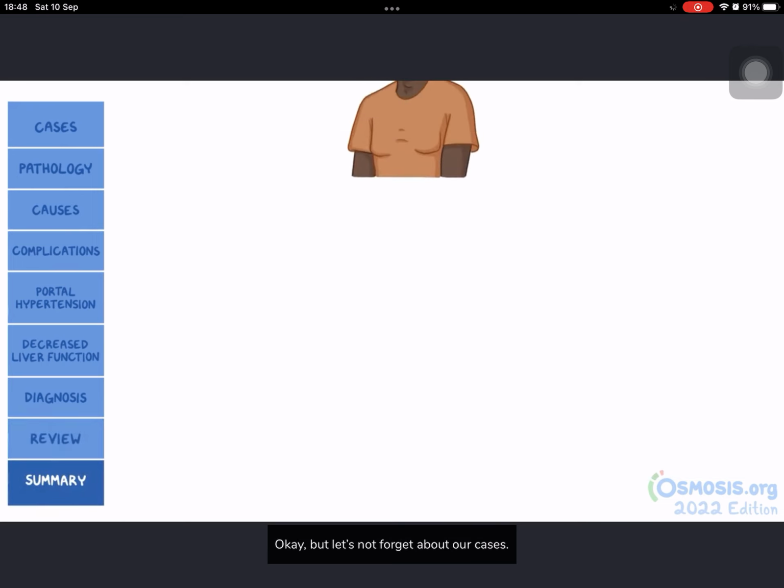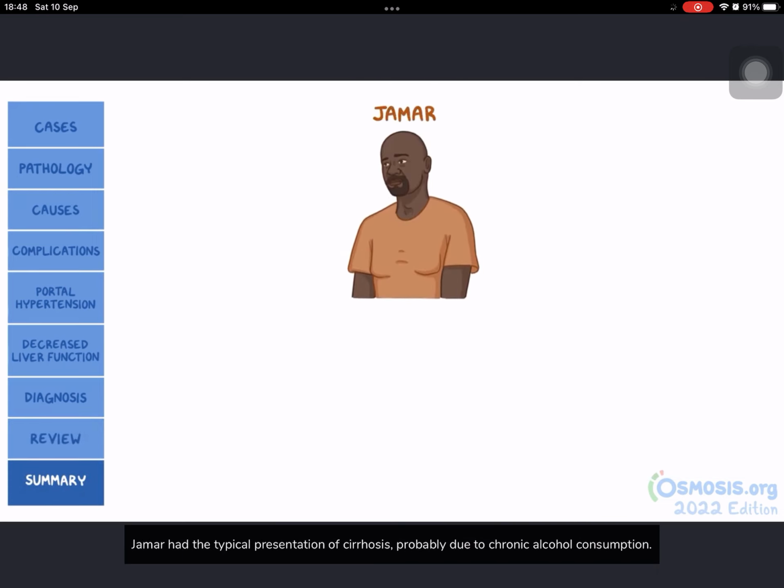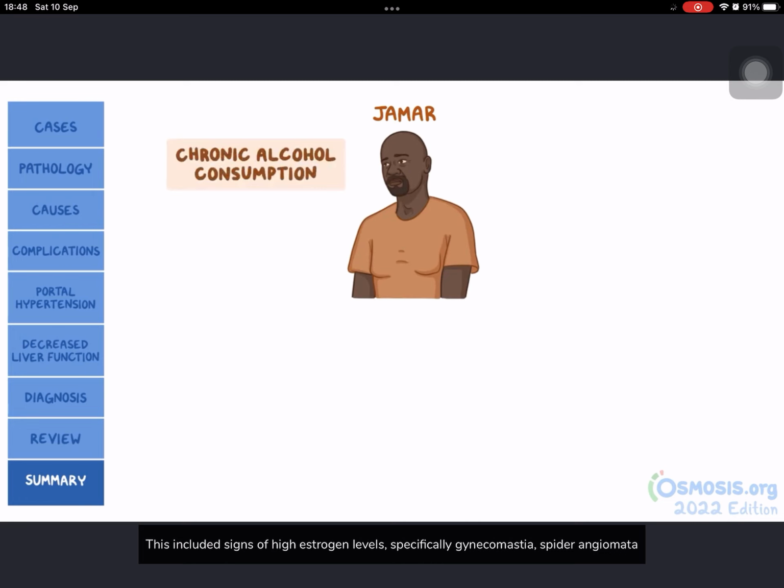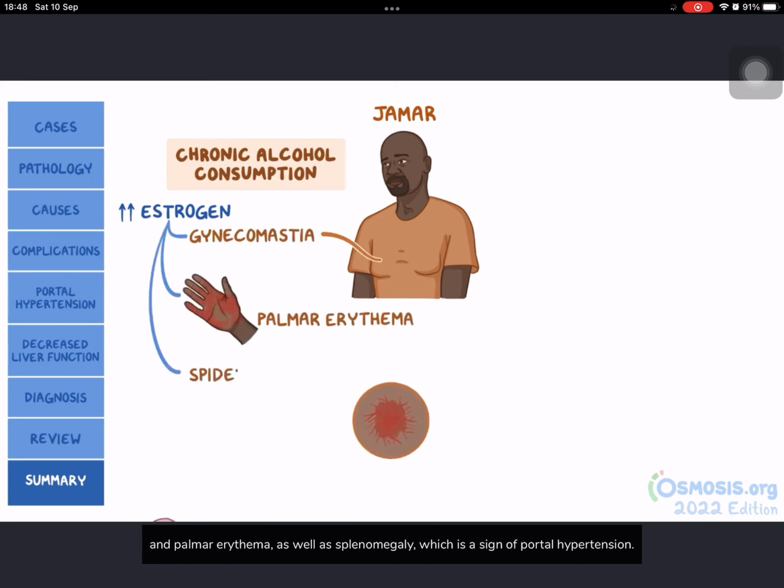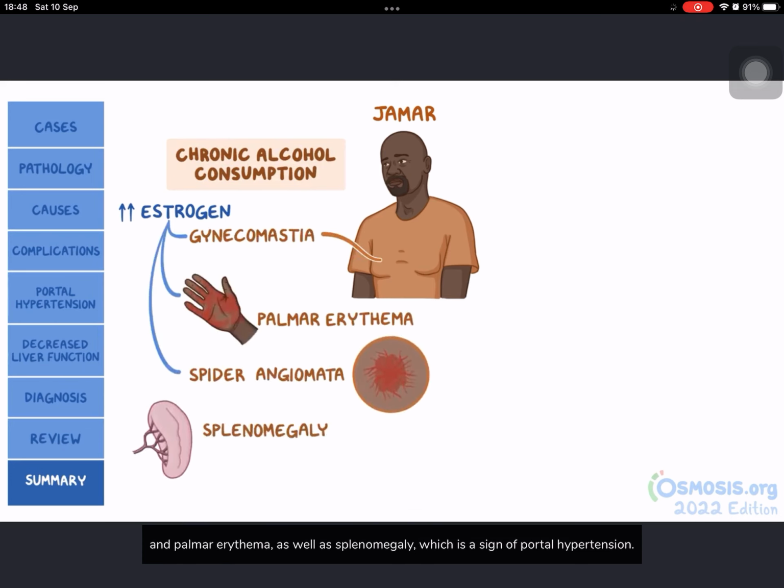Okay, but let's not forget about our cases. Jamar had the typical presentation of cirrhosis, probably due to chronic alcohol consumption. This included signs of high estrogen levels, specifically gynecomastia, palmar erythema, and spider angiomata, as well as splenomegaly, which is a sign of portal hypertension.